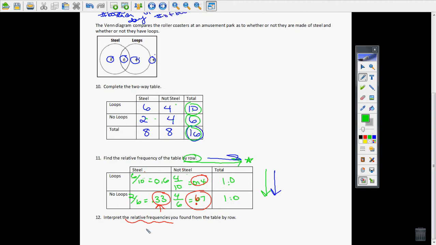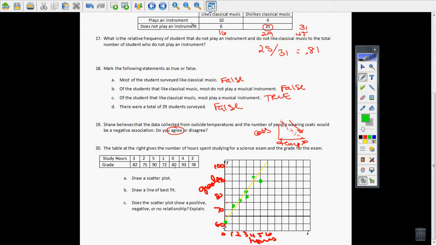When it says to interpret the relative frequencies you found, there's so many different interpretations you could make here. Something to the effect of there are more roller coasters that do not have loops and are not made of steel than there are that are made of steel and have loops, just because the 0.67 is higher than the 0.33. So as long as you're making some interpretation that way, you could say it the backwards way. There are fewer roller coasters made of steel that do not have loops than there are roller coasters that are not made of steel and do not have loops. So there's all sorts of ways you can go about with that.